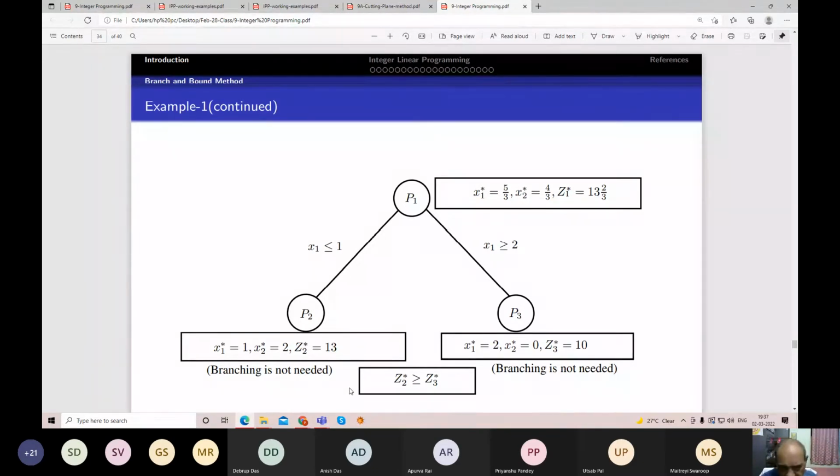Again, if you are going to branch, from P2 we'll have P4, P5. From P3 we'll have P6, P7, something like that. Branch accordingly.